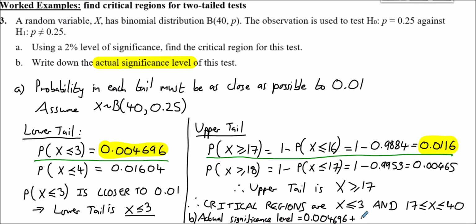0.004696 plus 0.0116. I could have given this to an extra significant figure, in fairness. Maybe slightly naughty if I didn't. Anyway, when we add these two together, we get 0.0163, to three sig figs at least, which as a percentage, we get 1.63%. So that's the total significance level by thinking of both tails together, which is what we need to do.